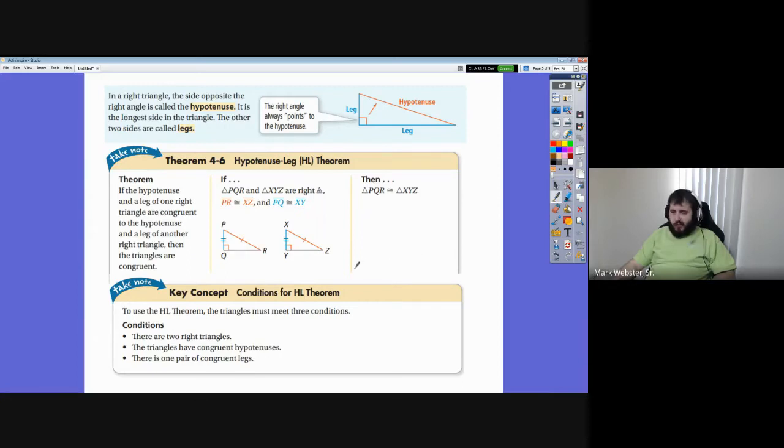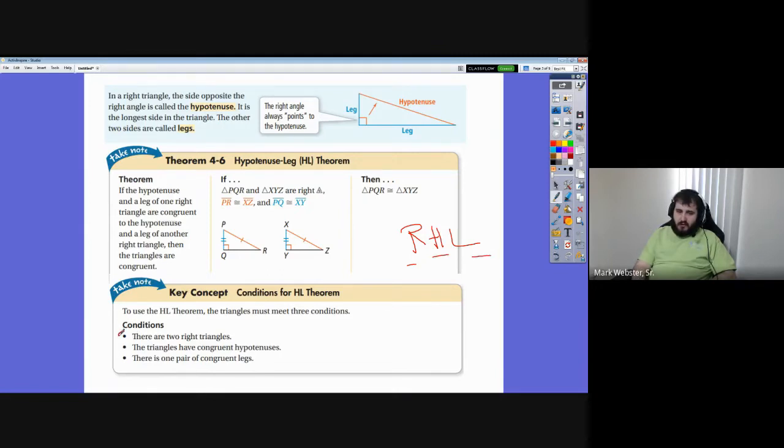But like all the other congruence postulates that we've done, there's three things that you need: side, side, side; side, angle, side; angle, side, angle; angle, angle, side. Always three, right? Here we need three too. And even though they only call it hypotenuse leg, the whole point is that there's a right angle here too. And that's why I personally always call it right angle hypotenuse leg. Because I like there to be three things.